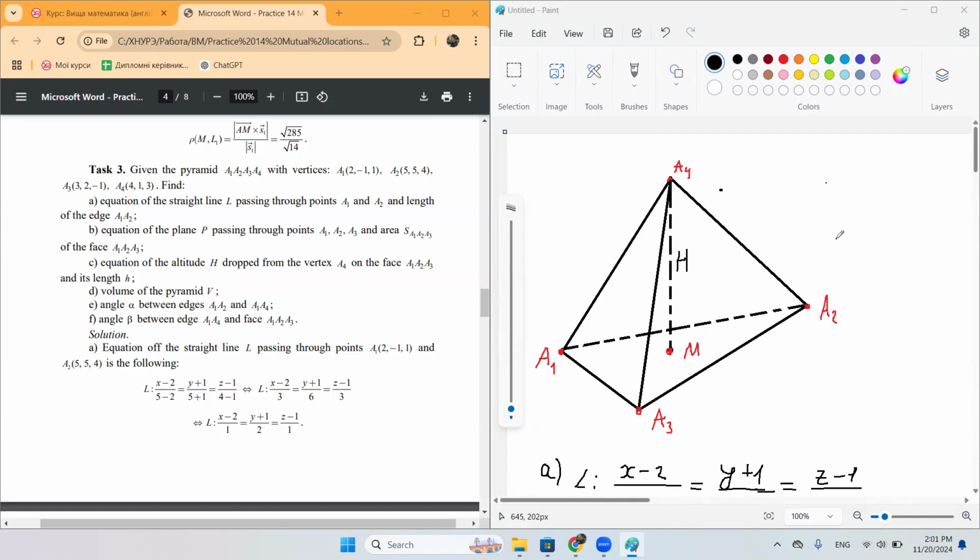Yes, we can do it, but there is a simpler way. We have everything for that. Sophia, your suggestions? We pick the point A4, and we find the distance from this point to the plane. Yes, so we have enough information. In such a case, we don't need the coordinates of the point M.